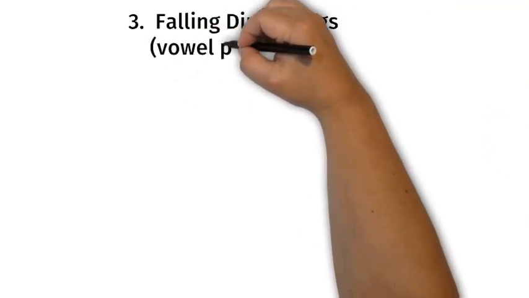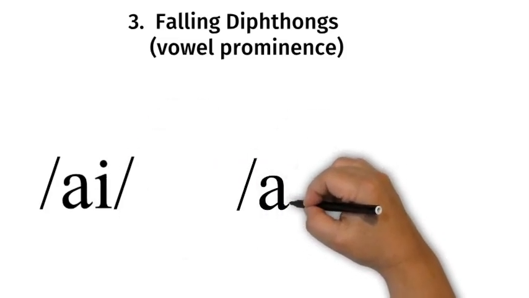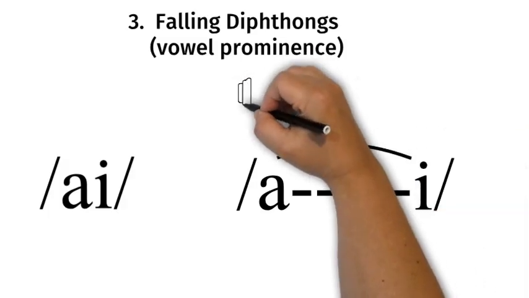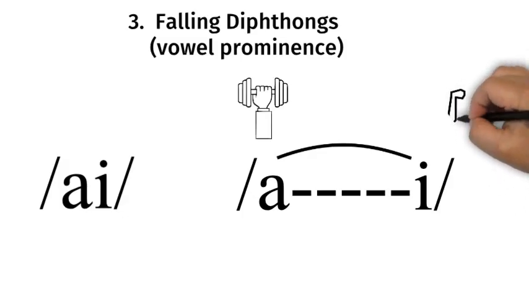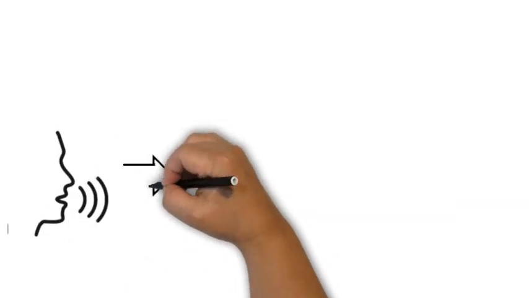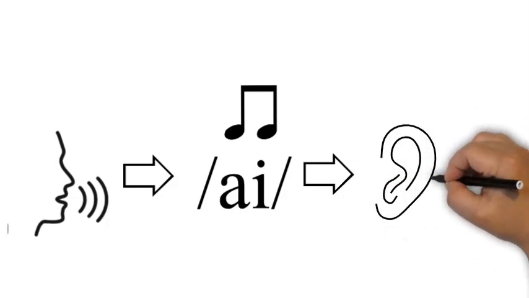A falling diphthong occurs when the emphasis, or the loudness, length, and clarity, shifts from the first part of the diphthong to the second. In other words, the initial sound starts strong and prominent, then falls or moves toward a less emphasized, more relaxed ending. This pattern affects how the diphthong sounds in speech and can influence the overall rhythm and intonation of a sentence.